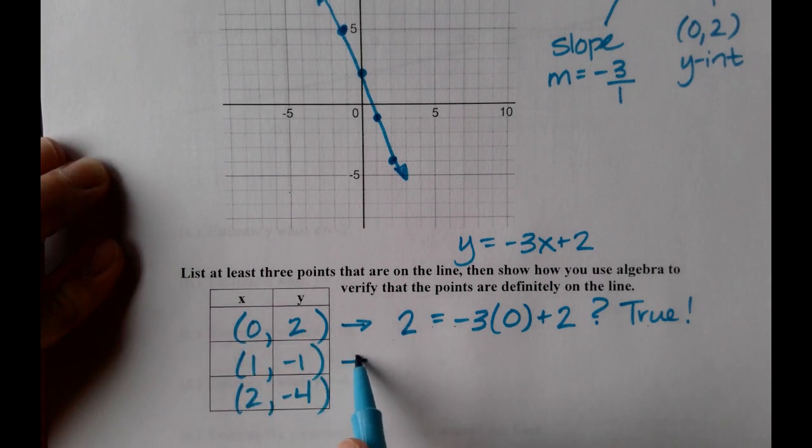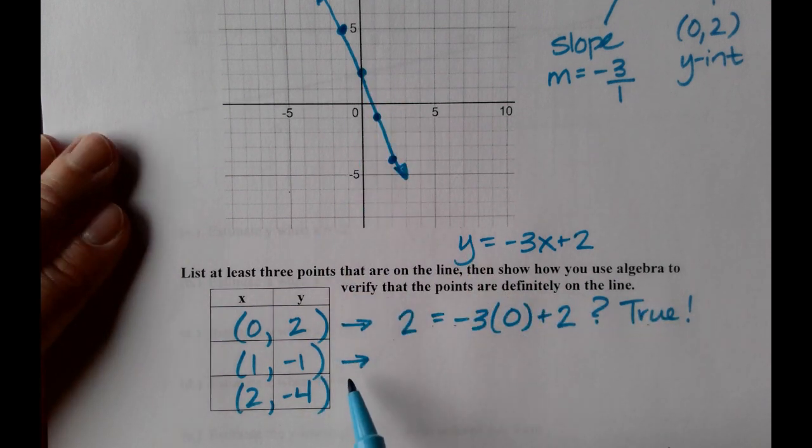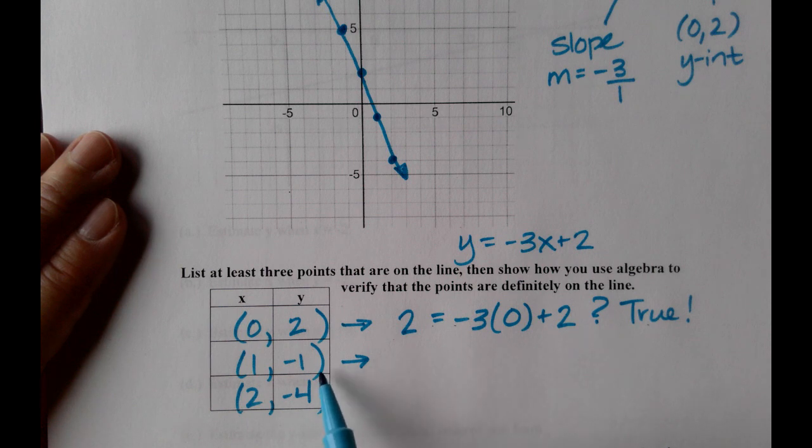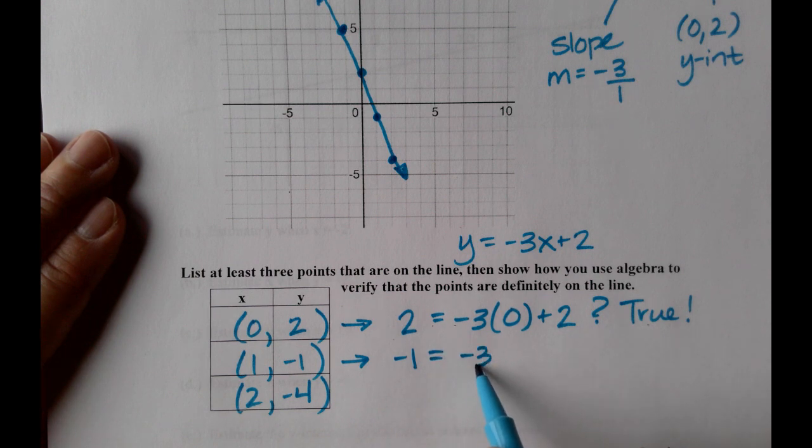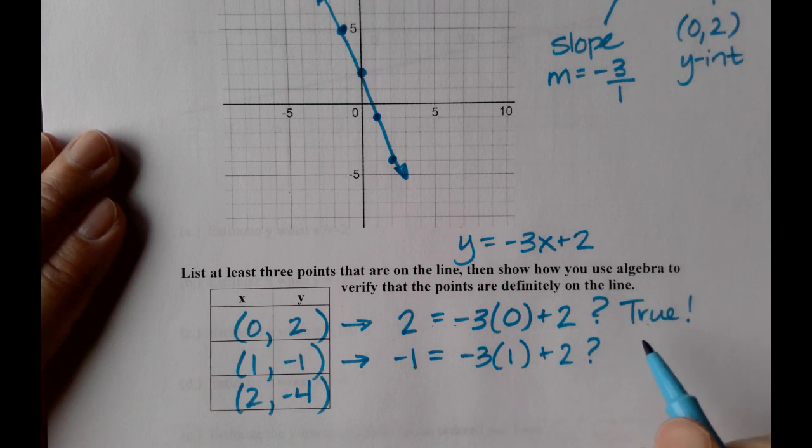That one is correct. Same kind of plan for any other 2 points that you choose that were on your line. We will plug them in individually. In this one that I have written down, 1, negative 1, y's replacement is negative 1. So negative 1 equals negative 3 times 1 plus 2. Then we check the arithmetic. On the right-hand side, we should get negative 1, and I think we do. Negative 3 plus 2 is negative 1. This one is also true.